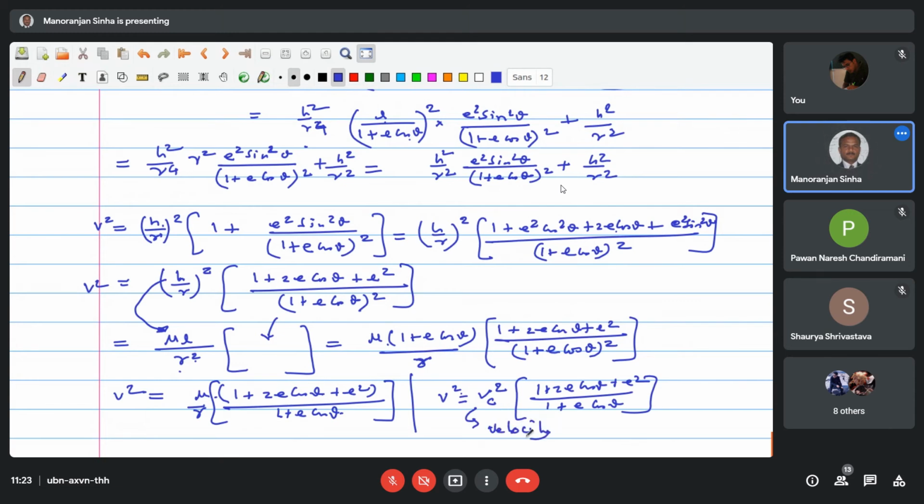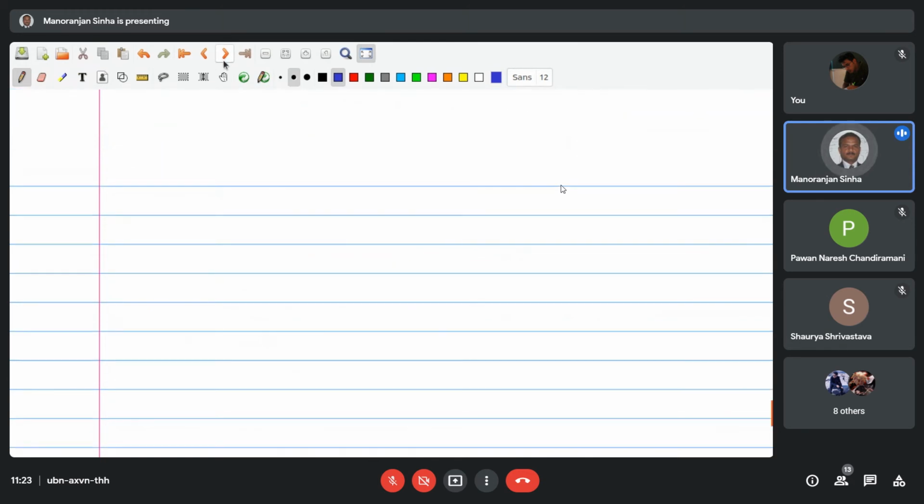Velocity in circular orbit at the point. And this equation is very useful in finding out velocity at any point in the orbit, provided you know the eccentricity of the orbit and theta, which is the true anomaly here in this case. Now rest of the things are simple to work out.